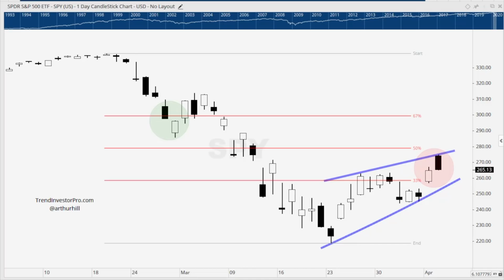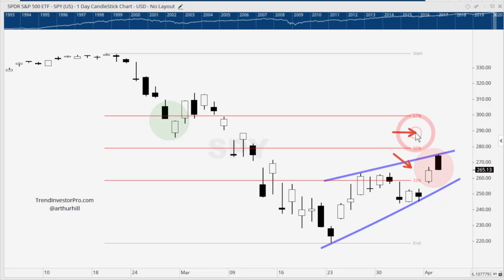Charles Dow, 100 years ago, said that secondary moves, so basically you have a primary move, which is the direction of the bigger trend, and then you have secondary moves, and those run counter to the bigger trend. And this is a secondary move, I think. And he said secondary moves retrace 1/3 to 2/3, with 50% being your base case, if you will. And so if you look at it that way, here we retraced 33%, and we almost retraced 50% on the high on Tuesday.